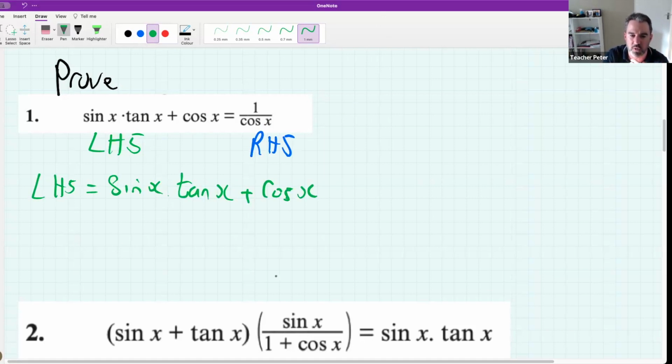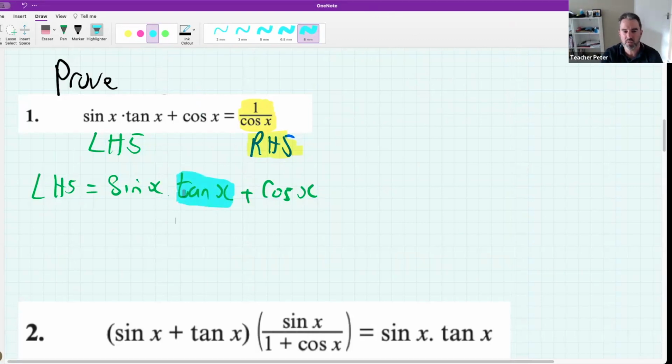Okay, now I have to go on a journey. Thinking back to the last lesson, what should I do in order to start my journey, if my journey is trying to eventually get me to the right-hand side? Where would you start in question 1? I need some tips from the room. Yes, I think that the tan x could be replaced.